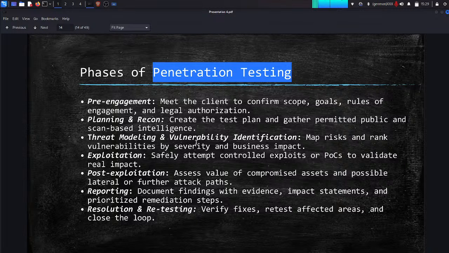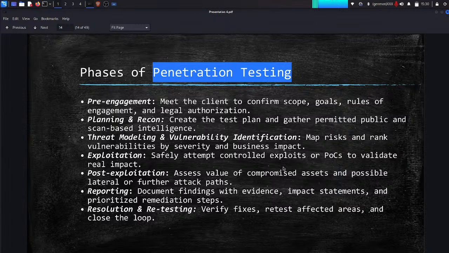Then we will do threat modeling and vulnerability identification. We will map each and every risk and rank the severity of each vulnerability and its business impact. When we are done with the testing, we rank the vulnerabilities we found: which weaknesses of the system are more severe, and which vulnerabilities can have a heavy impact on the business. The next phase is exploitation: safely attempting controlled exploits or POCs to validate real impact.